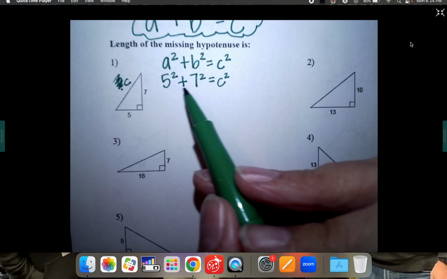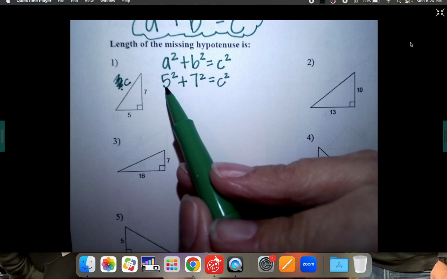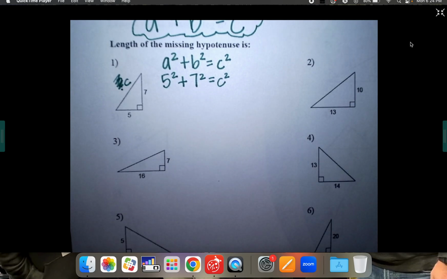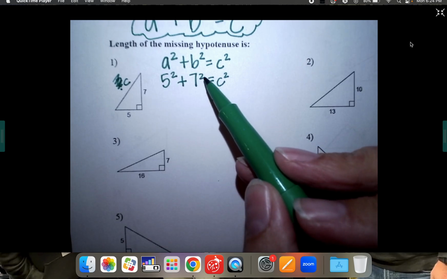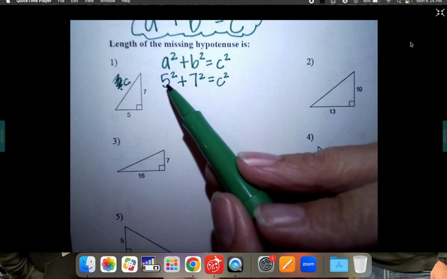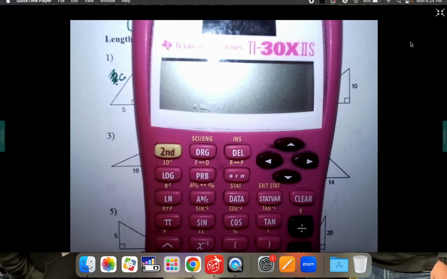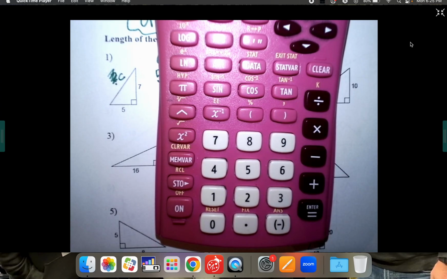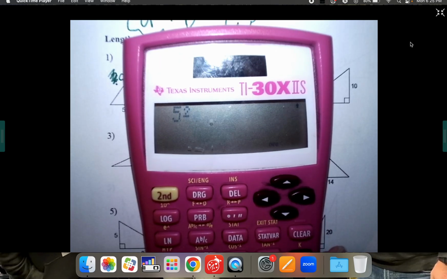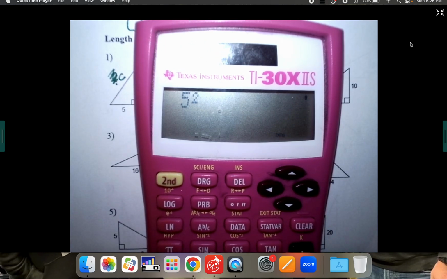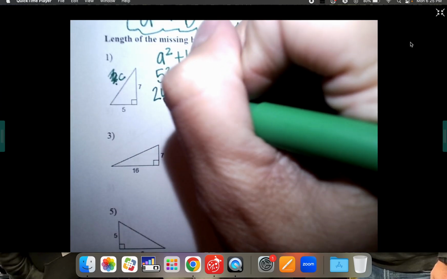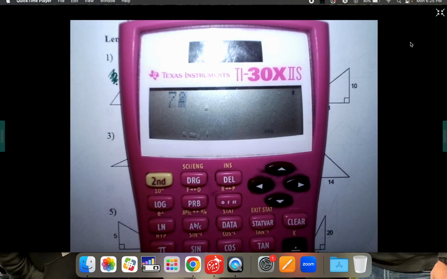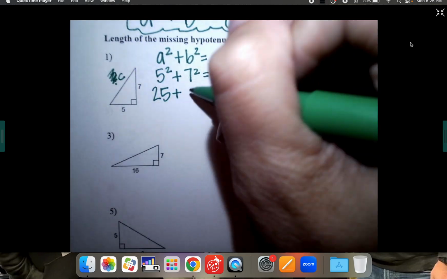All right, order of operations says do not add first. If you right now added 5 plus 7 and got 12, you already did it wrong. You have to square this first, square this second, and then go back and add it up. So 5 squared means 5 times 5. If you have a calculator with a little squared button like I do right here, I can just do 5 squared. If you don't have a fancy squared button, you can also just do 5 times 5. Squared means times itself. That would be 25. Then we're going to do 7 squared, which just means 7 times 7, which is 49.